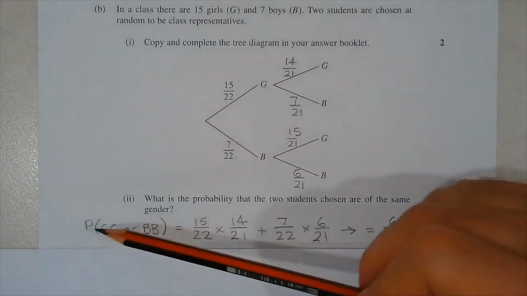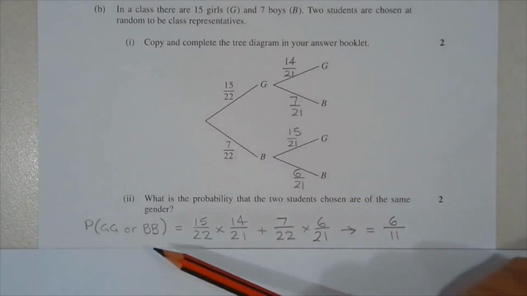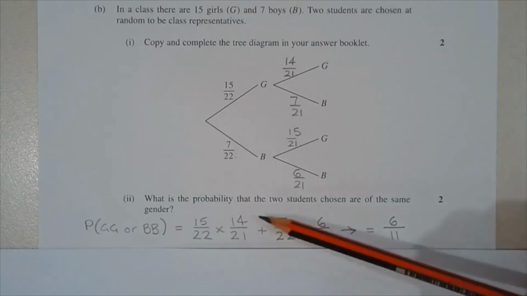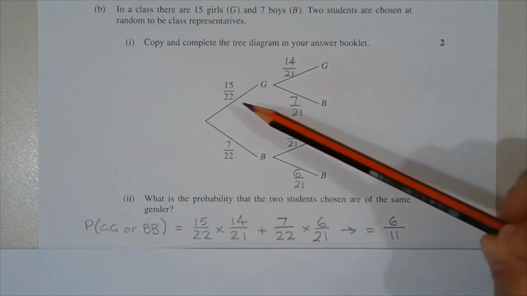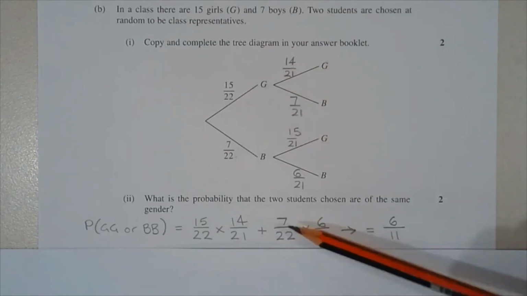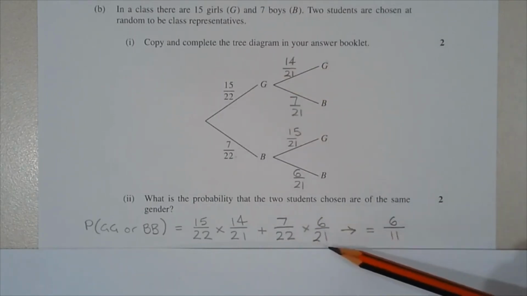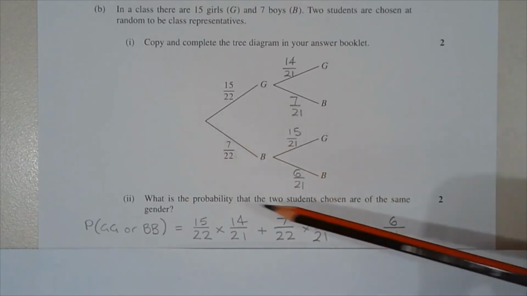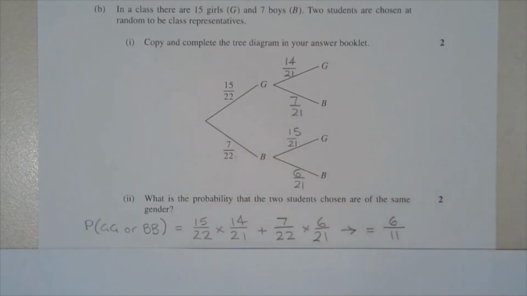So probability of 2 girls chosen or 2 boys chosen is equal to 15 out of 22 multiplied by 14 out of 21. So that's these 2 probabilities there, plus 7 over 22 multiplied by 6 over 21. So this probability times this probability there. Add those together and that equals 6 out of 11.